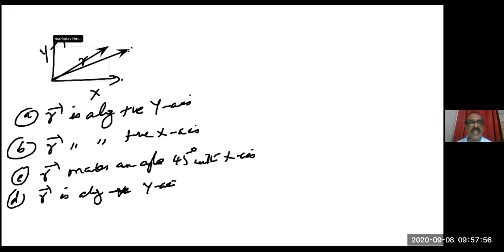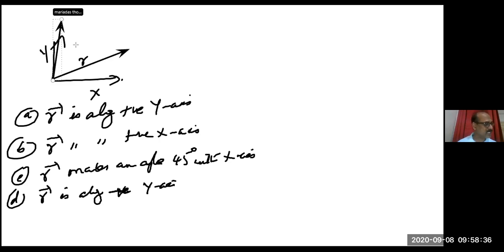Vector R can have two components, x component and y component. At this position, the x component and y component are both equal, shown by the dotted line. When it is coming towards the x-axis, the x component is increasing and the y component is decreasing. At this point, the y component becomes 0 and the x component is maximum. At this point, the y component is maximum and the x component becomes 0. You can see in the diagram how the dotted line moves when I'm turning it.